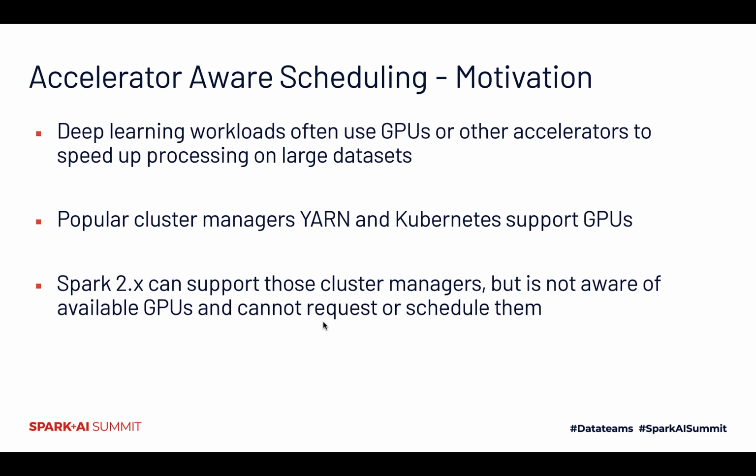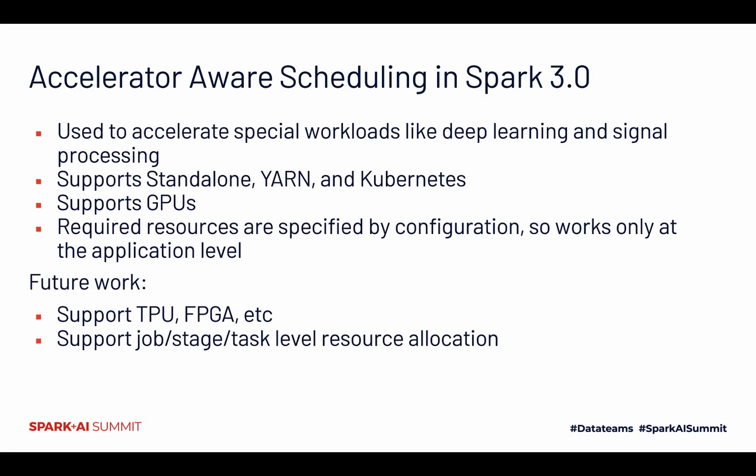Spark 3.0 now solves this by giving us the ability, when we bring up our application, to specify that we would like to request GPU resources from our underlying Yarn or Kubernetes clusters. So this then lets us take our deep learning workloads and run them on GPUs. And this works inside of the standalone Spark scheduler, the Yarn scheduler, the Kubernetes scheduler.